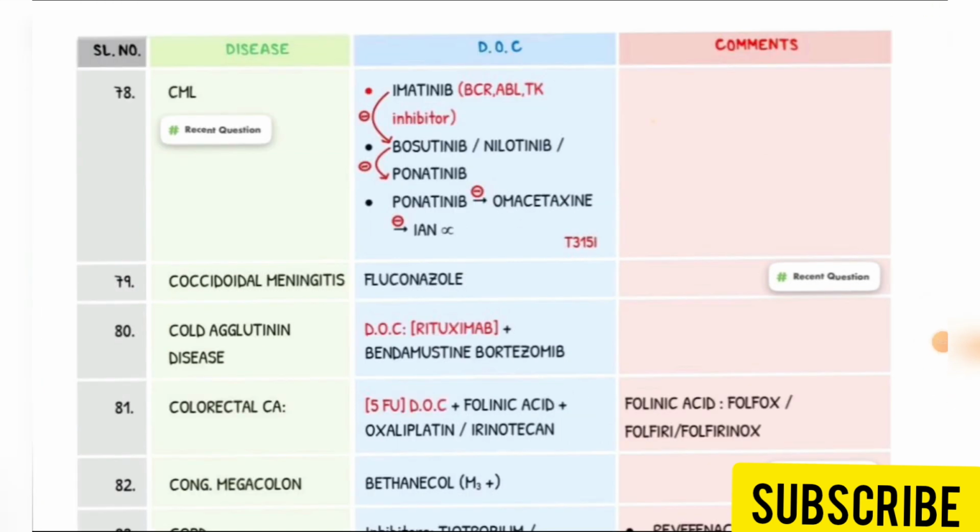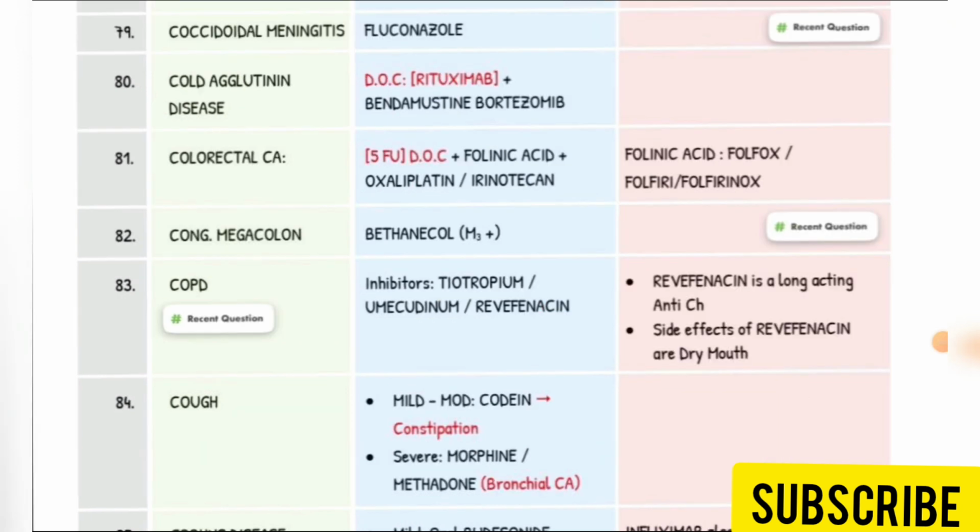CML, drug of choice: imatinib, BCR-ABL TK inhibitor, bosutinib, nilotinib, ponatinib, omacetaxine. Coccidioidal meningitis, drug of choice: fluconazole. Cold agglutinin disease, drug of choice: rituximab plus bendamustine, bortezomib. Colorectal carcinoma, drug of choice: folinic acid, oxaliplatin, irinotecan.